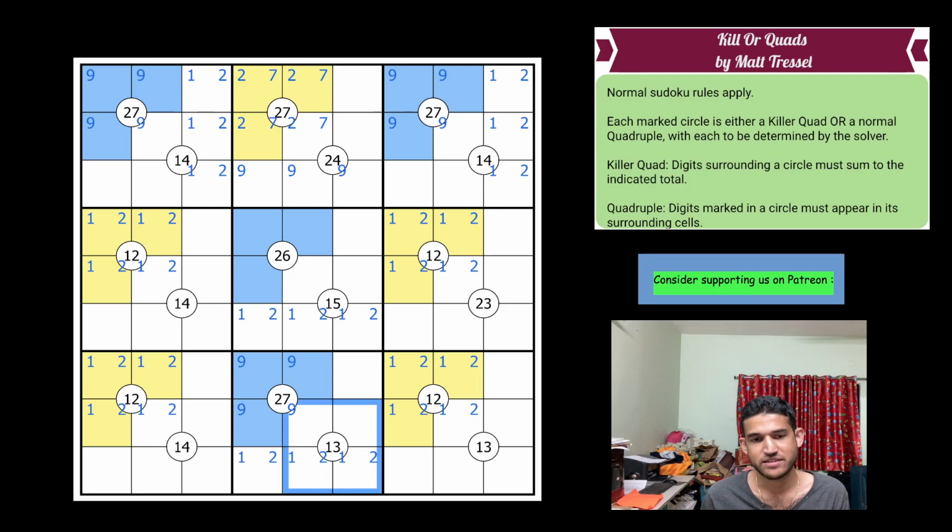1 inside. If it's a quadruple, then anyway it takes a 1. However, if it's a killer quad, imagine it not containing a 1. So the minimum sum would be 2, 3, 4 and 5, which is already adding up to 14. So 1 will go inside no matter what. So this is not a 1. And now the only way for 1 to be here is in this cell, right? So 1 has to be here. These are not 1s. These are not 1s. These are not 1s. So 1 goes here. Excellent.